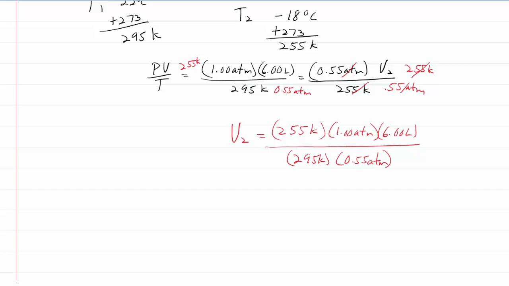Let's look at the way the units work. My kelvins divide out, my atmospheres divide out. My answer is going to be in liters. It turns out to be 9.5 liters. All right, so that's our helium balloon at high altitude.